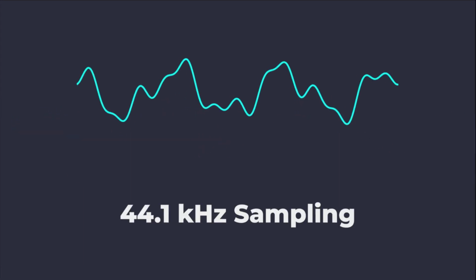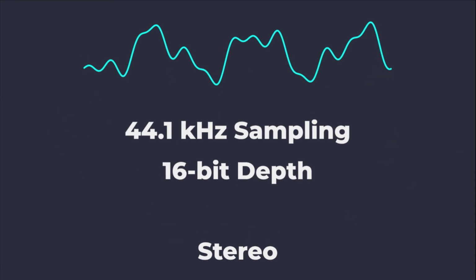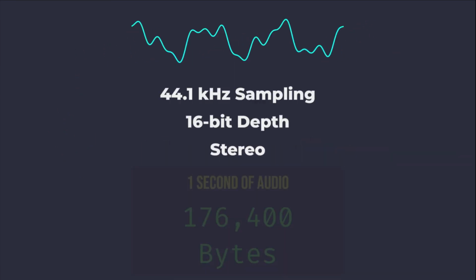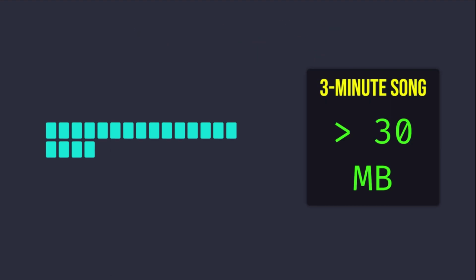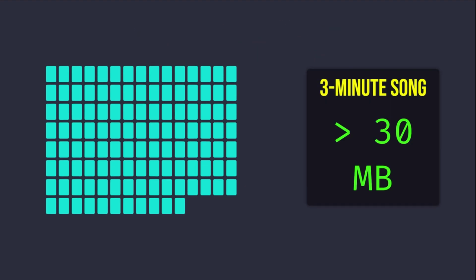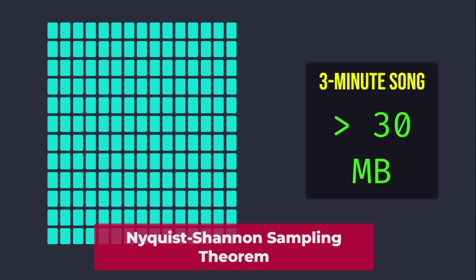A single second of uncompressed stereo audio sampled at 44.1 kHz with 16-bit depth generates 176,400 bytes of data. Storing a 3-minute song requires over 30 megabytes. This massive data rate, defined by the Nyquist-Shannon sampling theorem, necessitates efficient reduction.